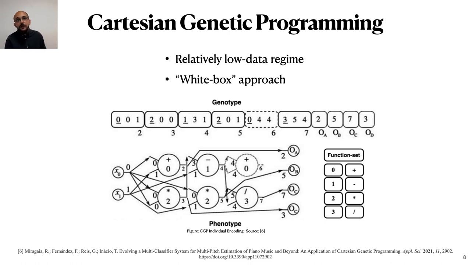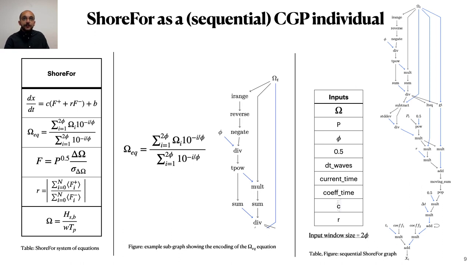So in our case, this means that we can take a pre-established physical model or hybrid model. We can encode it as a genetic programming individual. We evolve this individual, and then we are able to decode the evolved individuals and understand how they are functioning. To better understand this, I show here on the left the full SHARK4 system of equations. On the right, I show the complete CGP graph of SHARK4. And in the middle is an example subgraph taken from the full CGP SHARK4 graph.